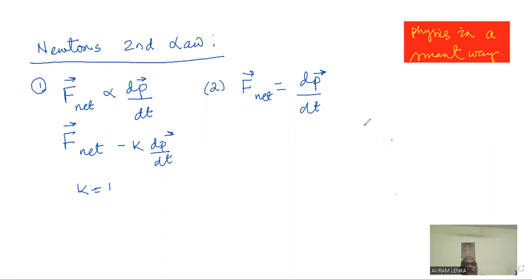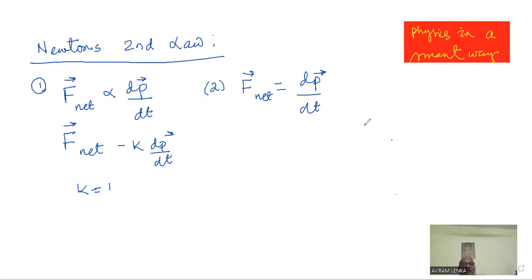In our last class, we were talking of Newton's first law. Those videos are over, and we have to proceed. Let us proceed to Newton's second law.